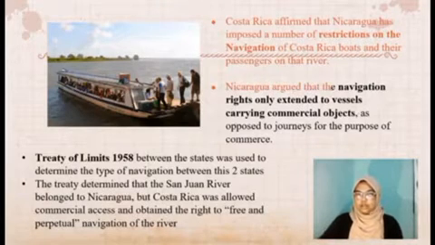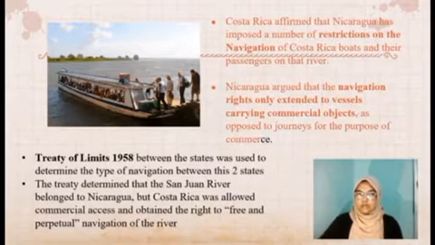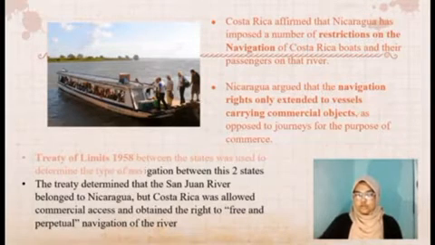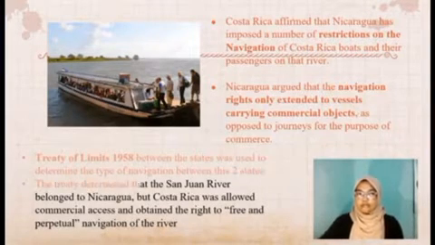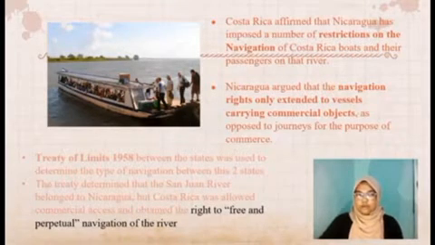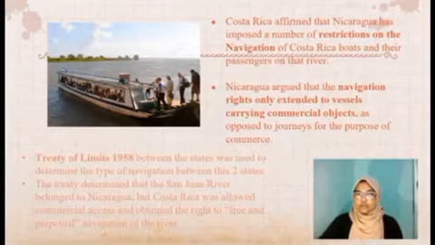Meanwhile, Nicaragua argued that Costa Rica's navigation rights only extended to vessels carrying commercial objects, as opposed to journeys for the purpose of commerce. The treaty involved in determining the types of navigation between these two states is the Treaty of Limits of 1858. This treaty determined that the San Juan River belonged to Nicaragua, but Costa Rica was allowed commercial access and the right to free and perpetual navigation on that river.